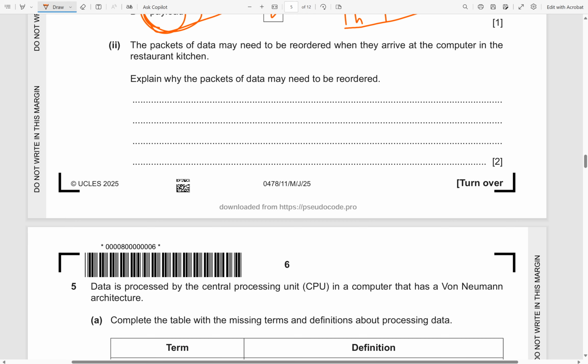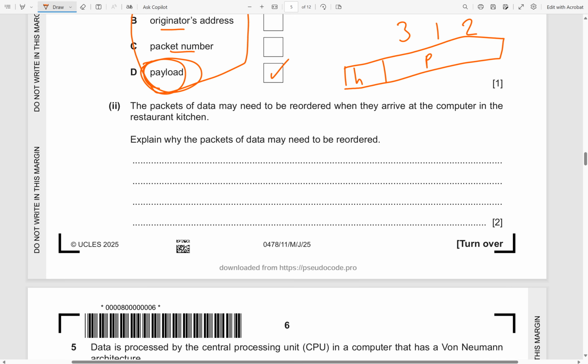Right, so the packets of data may need to be reordered when they arrive at the computer in the restaurant kitchen. Explain why the packets of data may need to be reordered. Alright, so we kind of briefly hinted at this. There's kind of 2 reasons. One is because if we think about packet switching, so just using routers, sending this packet onto the next router, and from that router onto the next router.